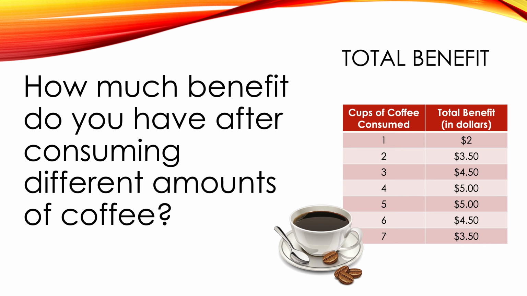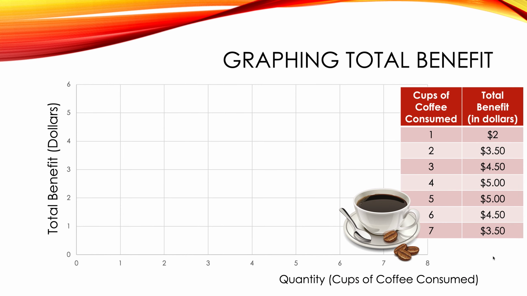But as you consume more coffee, look what happens to your total benefit. It rises and rises and rises, and then it doesn't change, and then it actually starts to fall. So to graph this information, let's take a look. First point, cups of coffee on the X, total benefit on the Y. 1 cup of coffee, $2 in total benefit. 2 cups of coffee, $3.50 worth of benefit. 3 cups of coffee, $4.50, and we keep going.